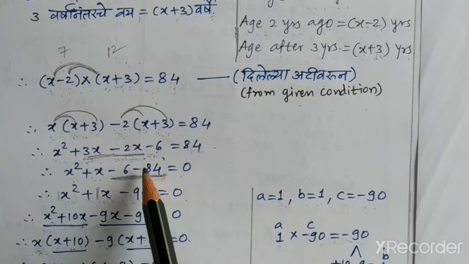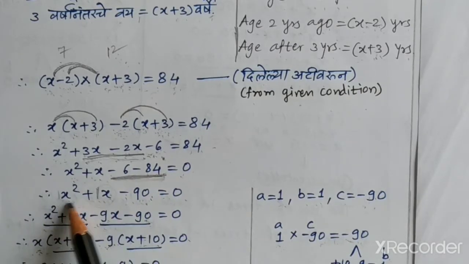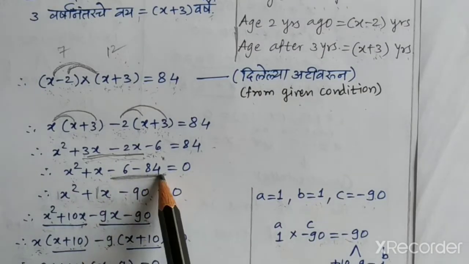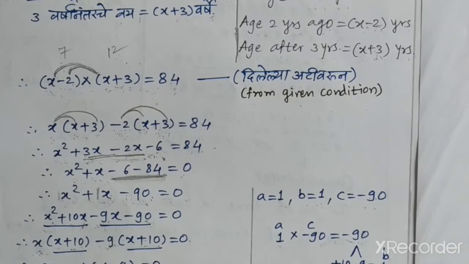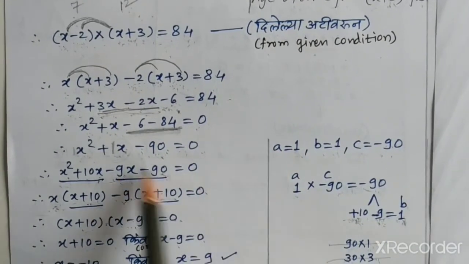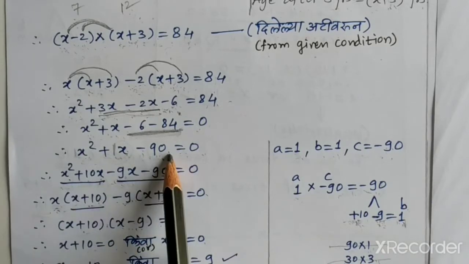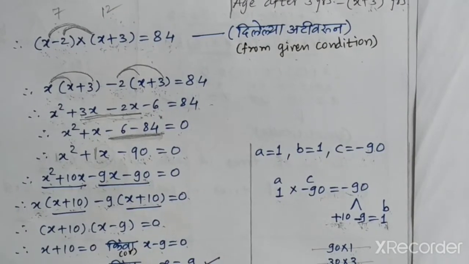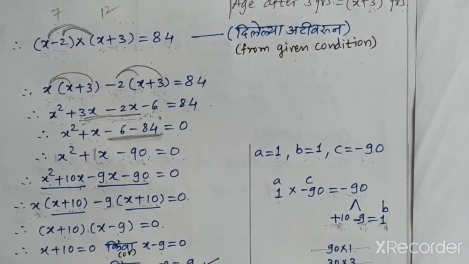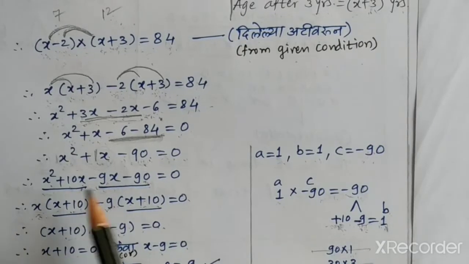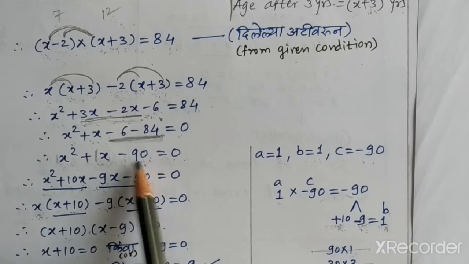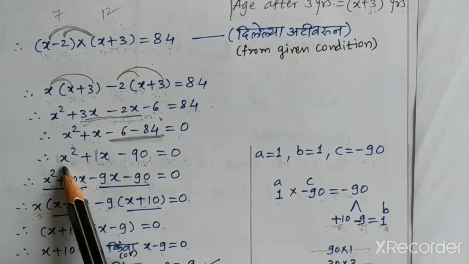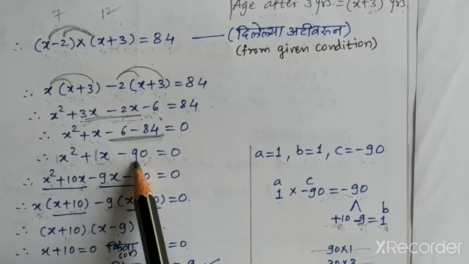So x square plus x as it is and the addition of these two is minus 90 is equal to 0. Now we get the quadratic equation here, x square plus x minus 90 is equal to 0. Now we have to solve this quadratic equation by splitting the middle term, means by the factorization method. So to find the factors here, consider the a, b, c values. Comparing the given equation with the standard form of quadratic equation, we get the values of a, b, c. So a is 1, b is also 1 and c is minus 90.